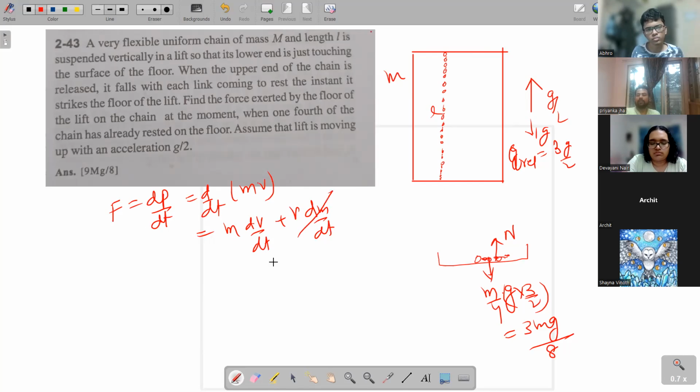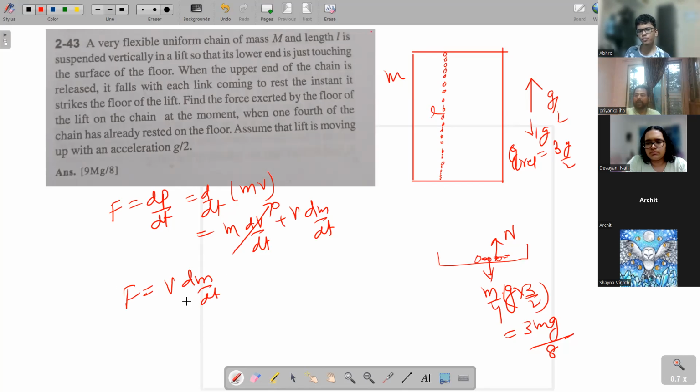Earlier we ignored this term because we kept mass constant, so differentiation of a constant is 0. But in this case, we ignore the m dv by dt term because the chain is falling on the floor with constant speed, and this force will become v dm by dt, because the chain will come to rest on the floor. With time, more chain will come and be at rest on the floor of the lift, so more mass will accumulate on the floor of the lift.